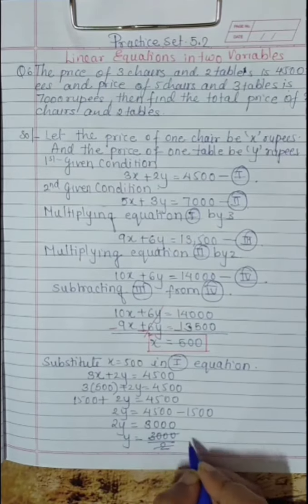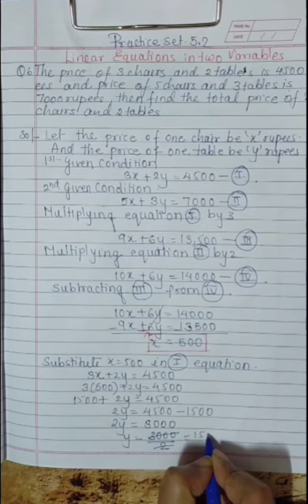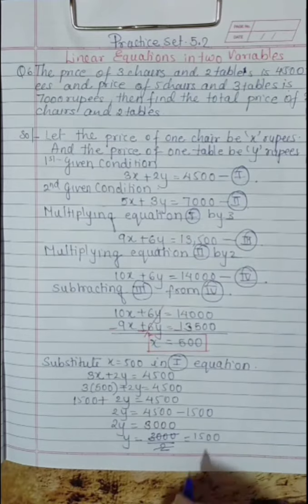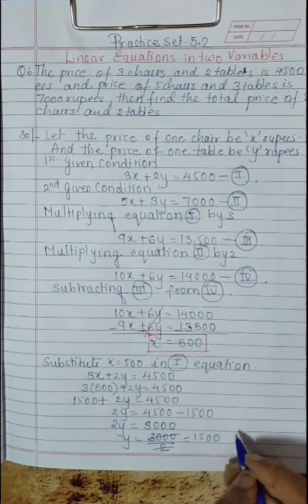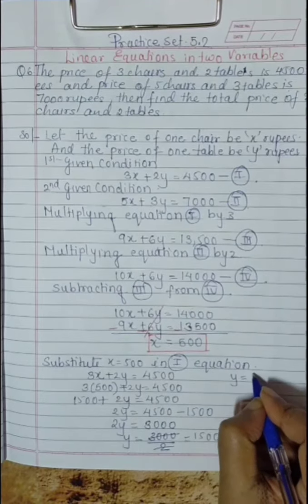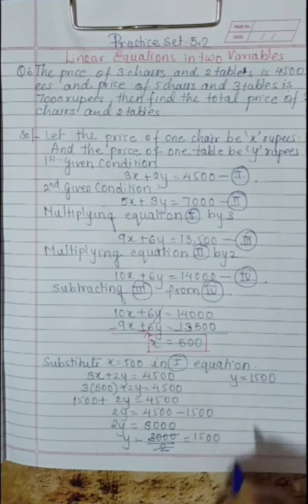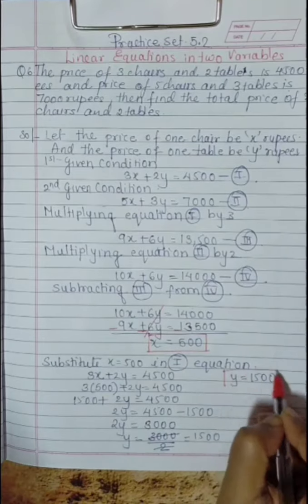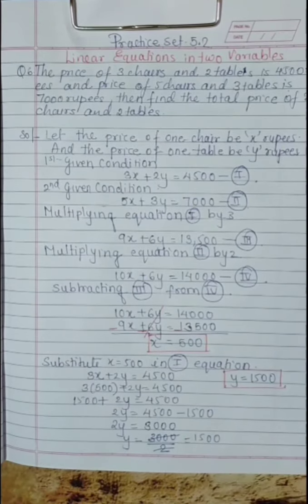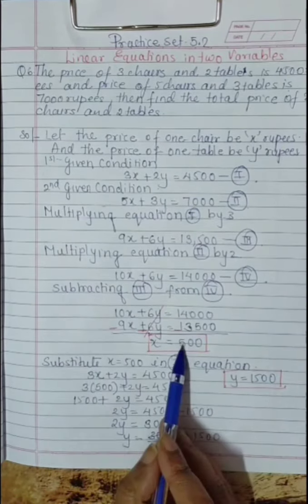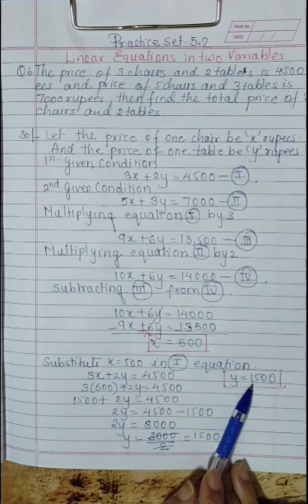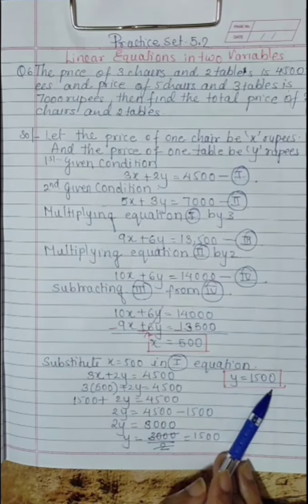Now y equals 3000 upon 2. When we divide we get 1500. Y is equal to how much? Y is equal to 1500. Here we got the value of x as 500 and the value of y as 1500.